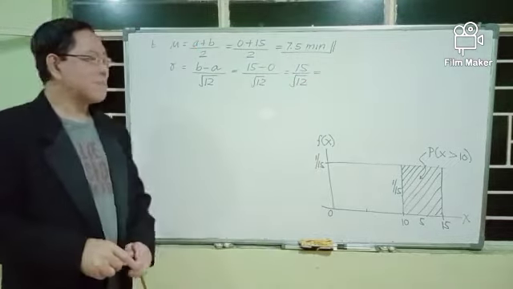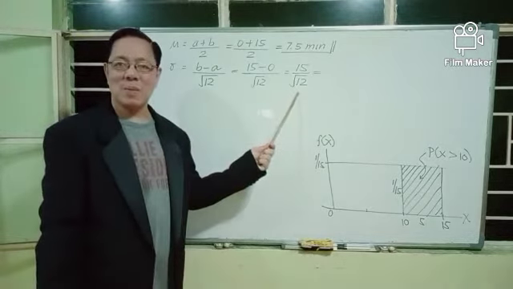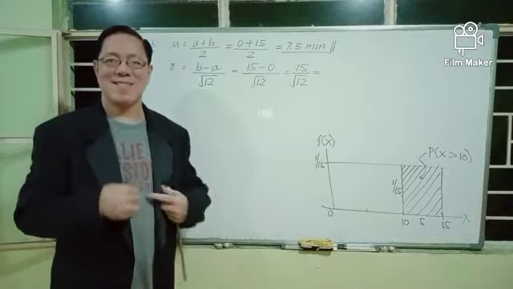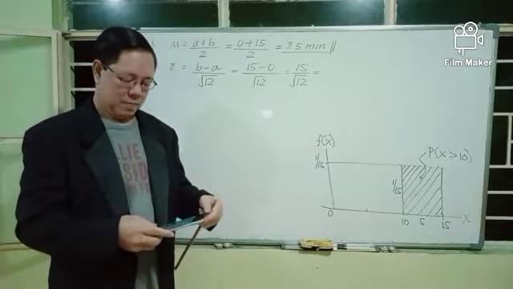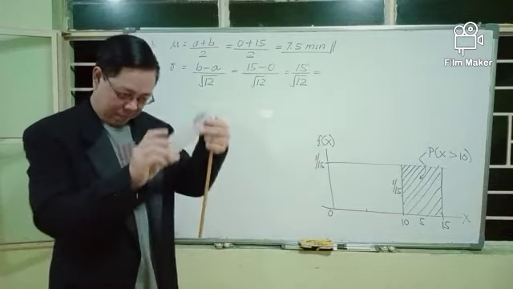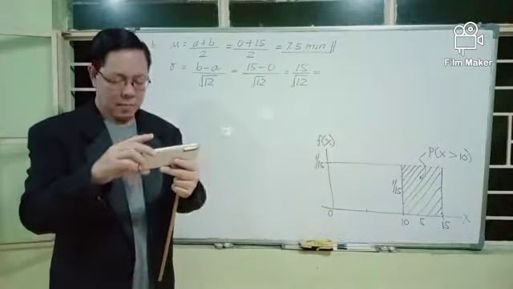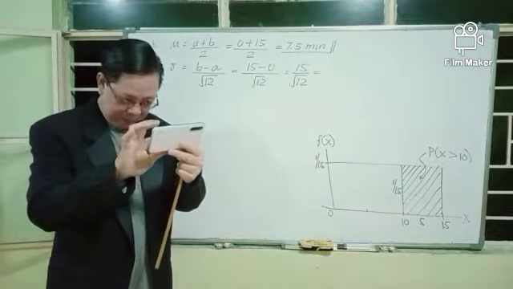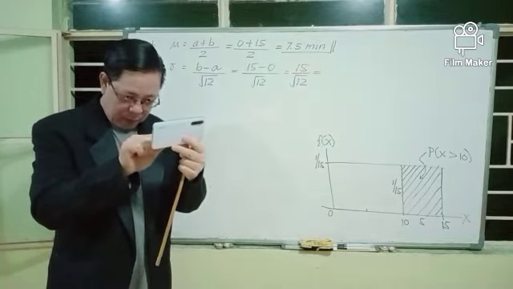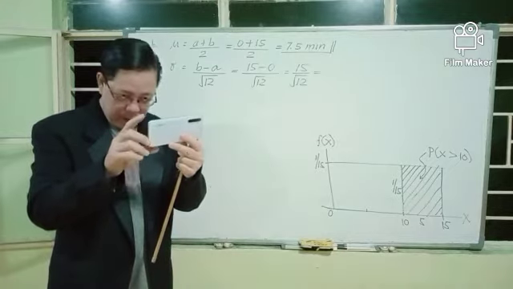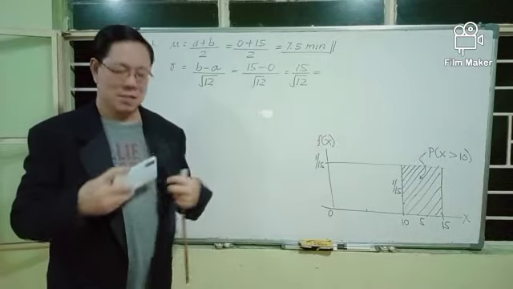And we calculate the value of 15 over square root of 12 to 2 decimal places using our calculator. We have 15 divided by square root of 12. And to 2 decimal places, you should get 4.33 minutes.